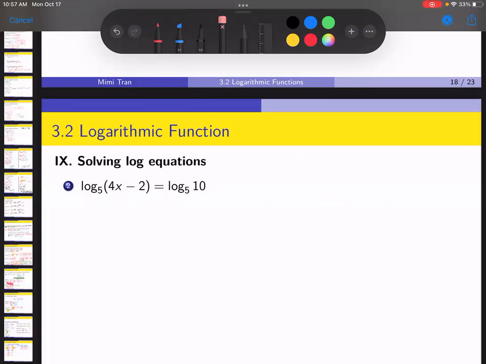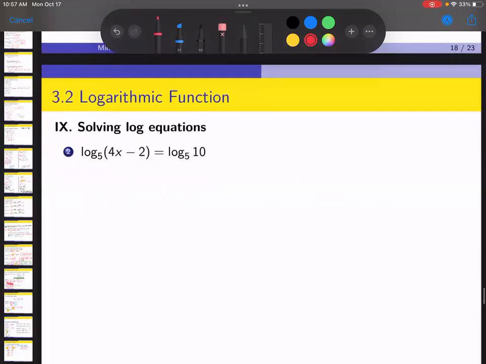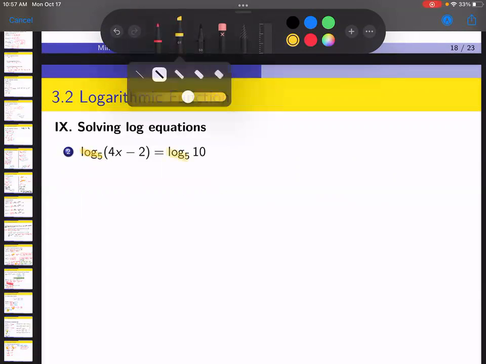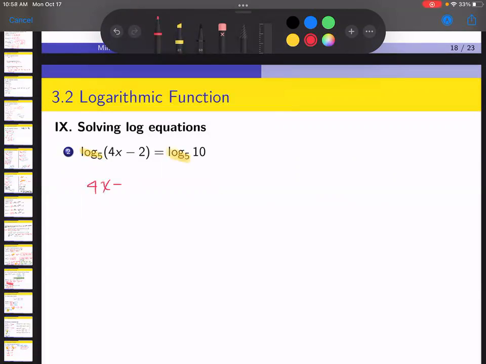Right, what do you guys have? X equal. Right, if you have X equal 3, give yourself a check mark. So for 4X minus 2 equal 10, X equal 3, and you're gonna check. 4 times 3 is 12. 12 minus 2 is 10. So log base 5 of 10 equal log base 5 of 10.